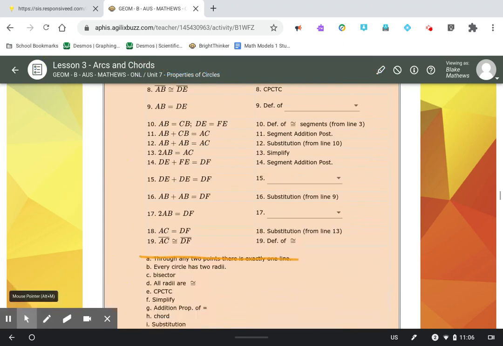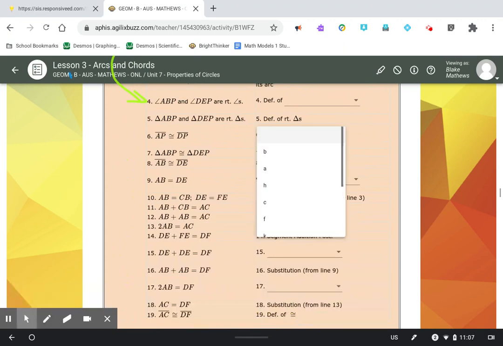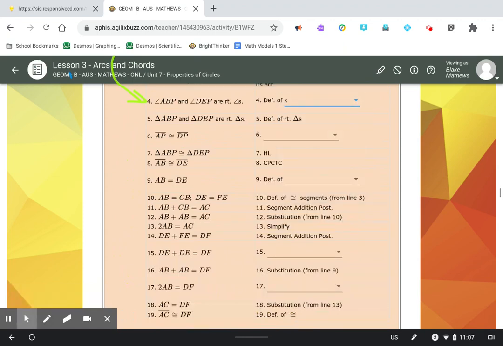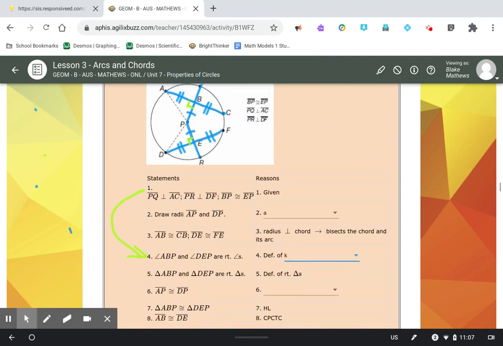There it is, answer choice K, definition of perpendicular lines. Then it says triangle ABP and triangle DEP are right triangles. Again, that's because we have a right angle, right? So that's where we're getting that from. Let's draw that line in again. There we go. A little bit better. So that's the definition of right triangles.